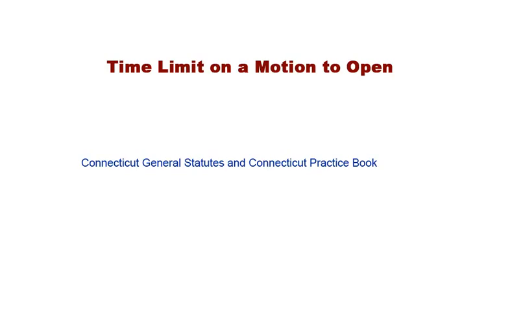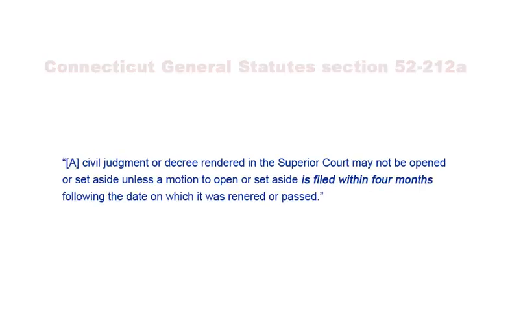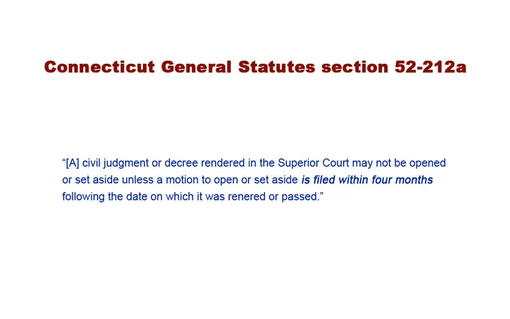Time limit on a motion to open. Both the Connecticut General Statutes and the Connecticut Practice Book limit how long a party has to file a motion to open a judgment. Both place a limit of 4 months following the judgment. Connecticut General Statutes Section 52-212a states that a motion to open a Connecticut Superior Court civil judgment must be filed within 4 months of the date that the judgment was issued.